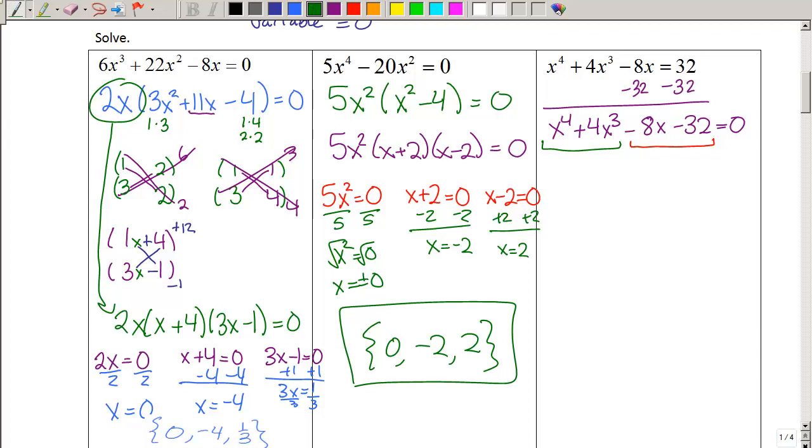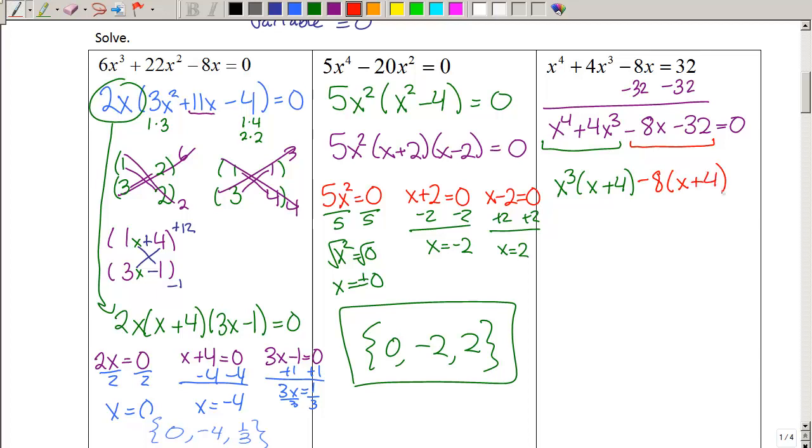Looking at the first 2, cover up the red group and just look at the green group. In the green group, what can you factor out of both terms? Well, in this case, we have an x cubed, which leaves me with x plus 4. Now cover up the green group and just look in the red group. What can you factor out of negative 8x and minus 32? And the answer is negative 8.